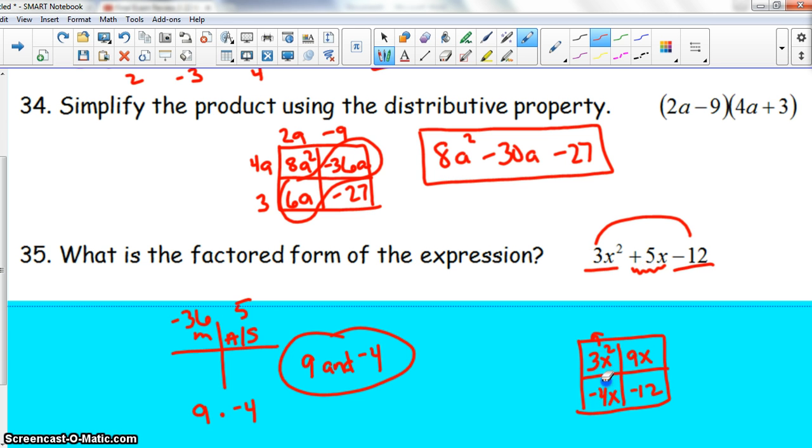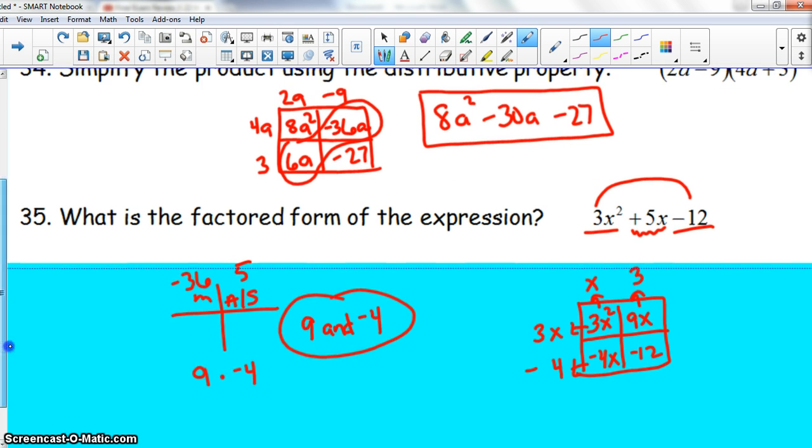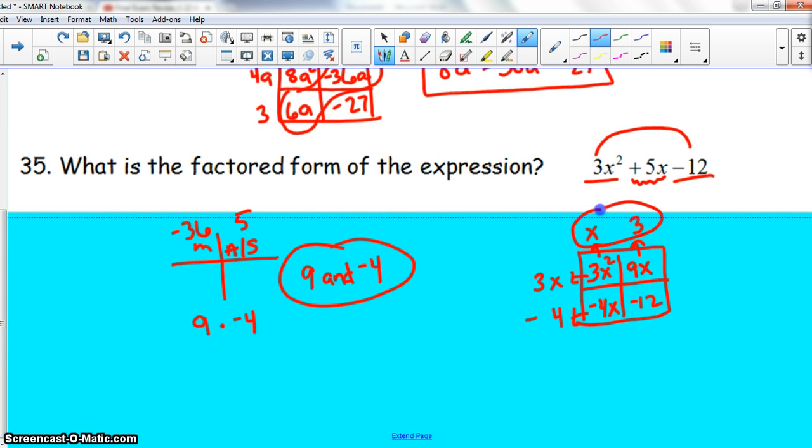Then you go up and you pull a GCF out of 3 and 4, and x squared and x, and it's just a 1x. The greatest common factor between 9 and 12 is a 3. The greatest common factor between 3x squared and 9x is a 3x. And then the greatest common factor of negative 4 and negative 12 is going to be negative because your leader is negative, and then it's going to be a 4. And so your final factored form is on the outside of the square, and you end up getting x plus 3 times 3x minus 4, and that's your factored form.